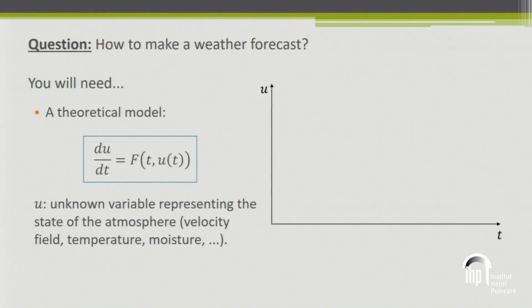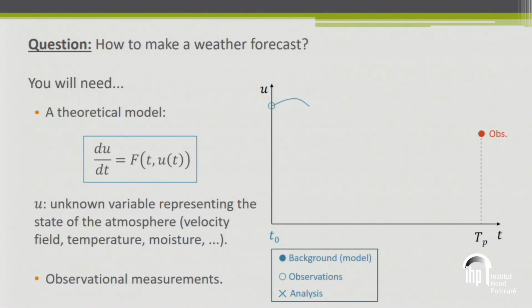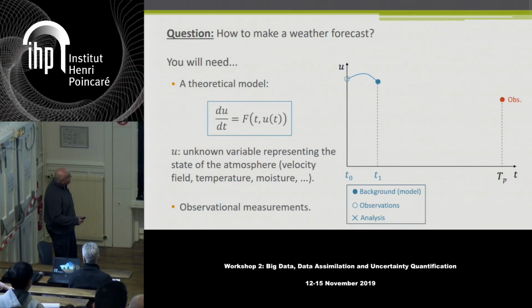I'm assuming at the moment that I have a perfect model. U is the unknown, and I would like to find the solution. So I have some observation measurements, and this is the background flow. This is the observation, then you do some analysis, and then you continue. This is the picture that people have in mind when you do data assimilation.